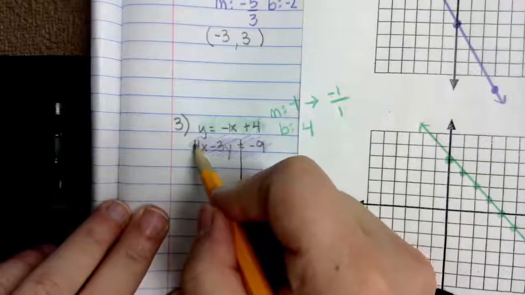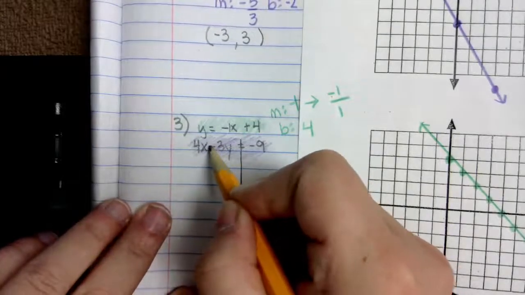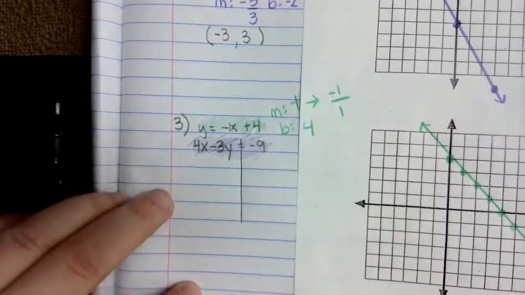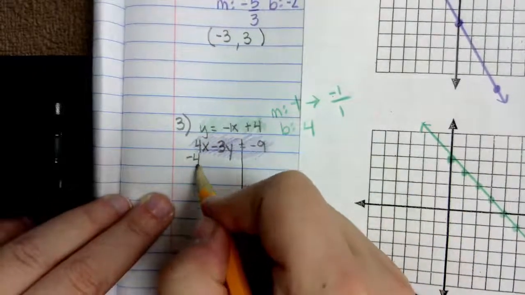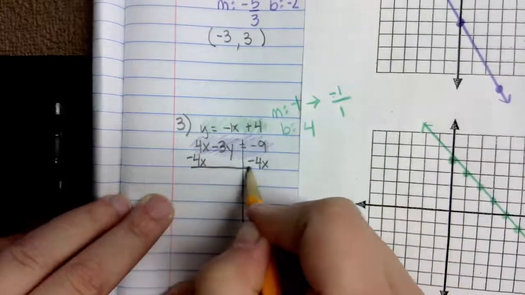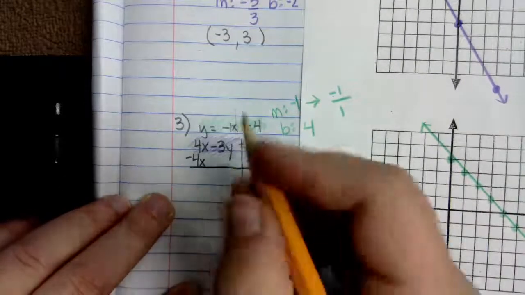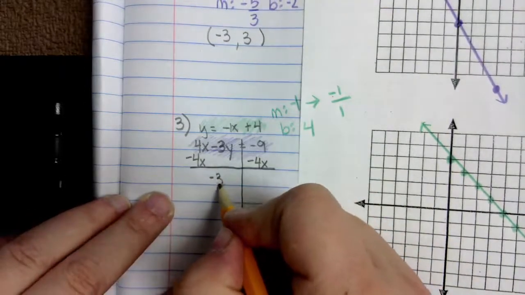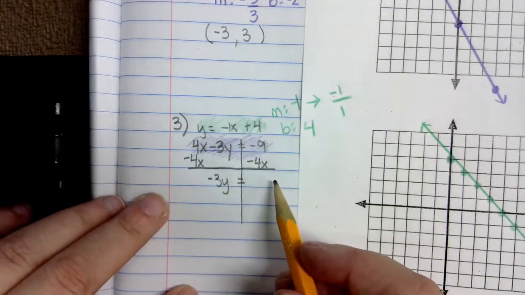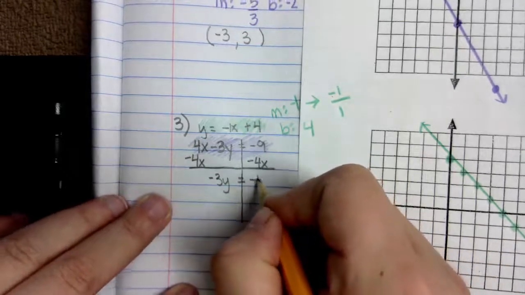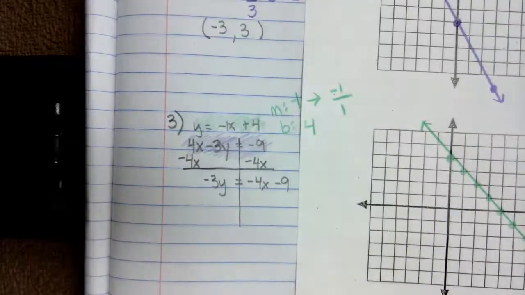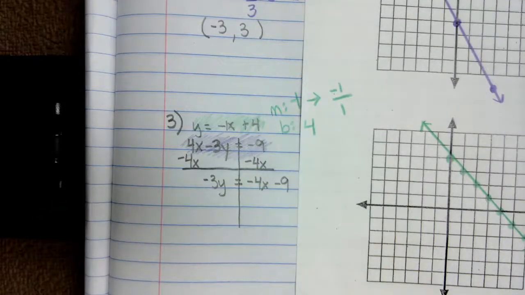Okay, do I want to get rid of that 4x first or the 3y? Good, 4x. How do we get rid of a positive 4x? We do it on one side. Beautiful. So I'm still left with negative 3y. Just to save us some time, should we put the 9 first or the 4x? Just to save us a little bit of time. Negative 4x minus 9. You want to work ahead? Go ahead.